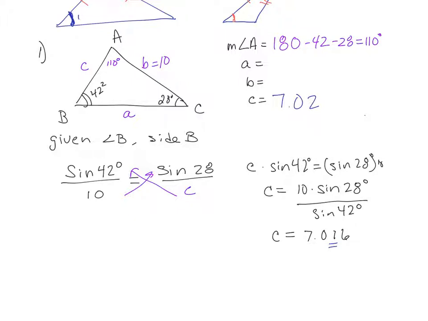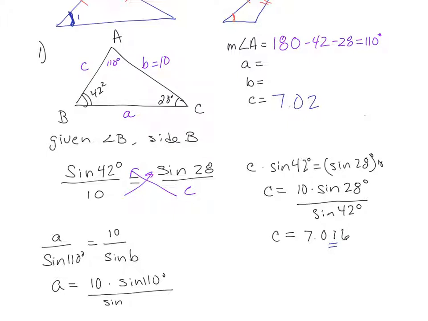So the last two things you need to find are the length of A and B. To find the length of A, I go ahead and use the fact that I have A over the sine of 110 degrees. I can set this equal to either B or C, but because B was given to us, that's the one I'm going to choose. So that would be 10 over the sine of B. Solving for A gives us 10 times the sine of 110 degrees, all divided by the sine of B, which was 28 degrees, or side A, gives us 14.043. So length of A is 14.04 when rounded.